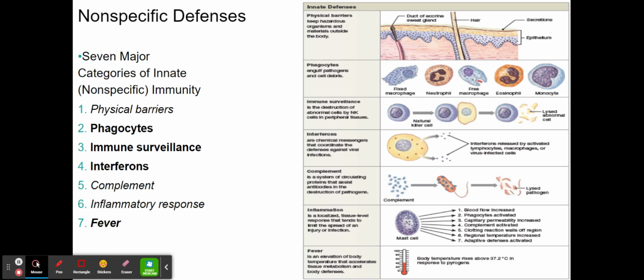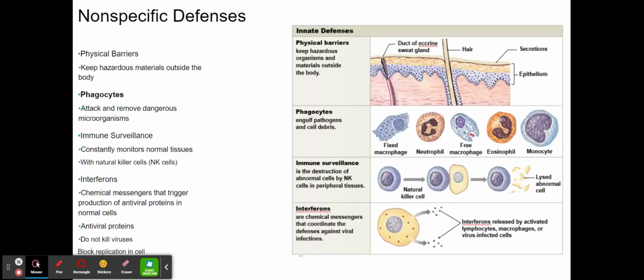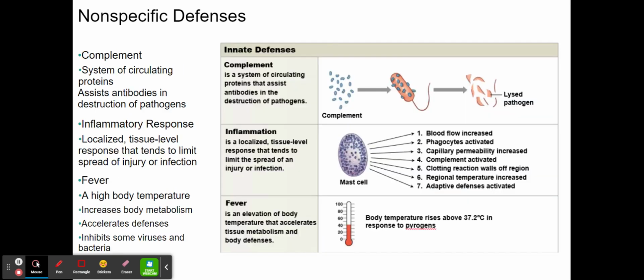So there are 7 major categories of innate or non-specific immunity. We have 1, physical barriers, 2, phagocytes, 3, immune surveillance, 4, interferons, 5, the complement, 6, inflammatory response, and 7, fever. Innate or nonspecific defenses prevent the approach, deny the entry, or limit the spread of microorganisms or other environmental hazards. The figures on this slide and the next give a brief overview of the 7 types.